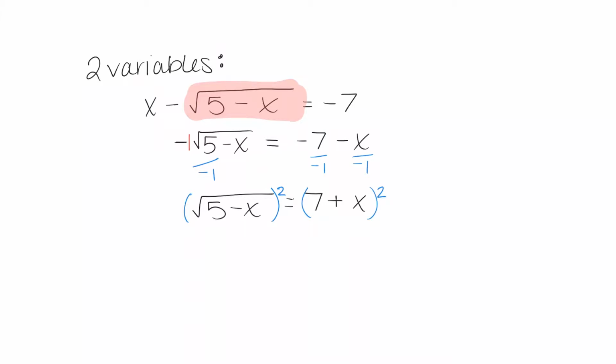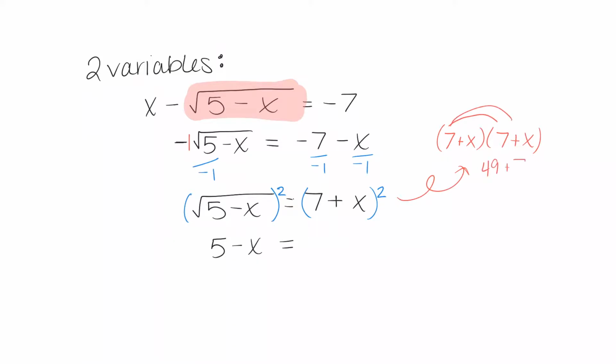Now, in that last example, we said that when you square a radical, all that will be left is the radicand. So 5 minus x. Not the case over here. This, I'm going to draw off to the side. This is like 7 plus x squared, which means I have 7 plus x twice. And if I multiply this out, I get 7 times 7 is 49.